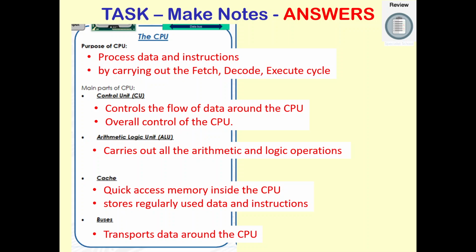Okay, checking your answers. Purpose of the CPU: process data and instructions by carrying out the fetch, decode, execute cycle. Control unit controls the flow of data, in overall control of the CPU. ALU carries out the arithmetic and logic operations. Cache is quick access memory inside the CPU and it stores regularly used data and instructions. And the buses transport the data around the CPU. Purple pen and correct your answers before moving on.